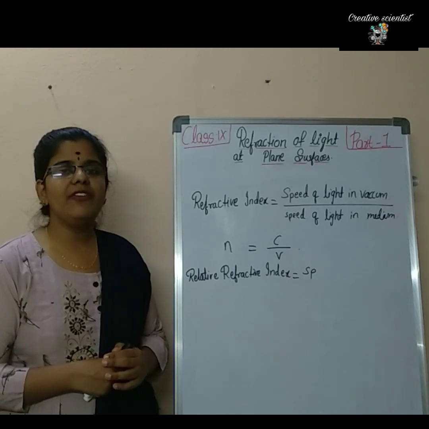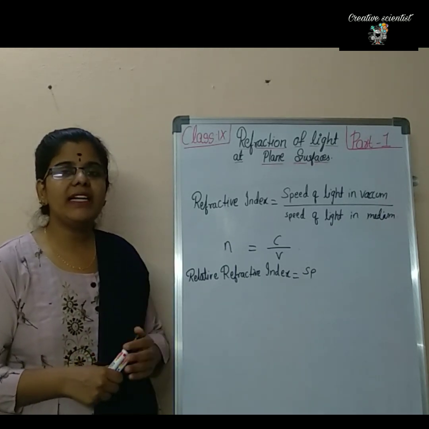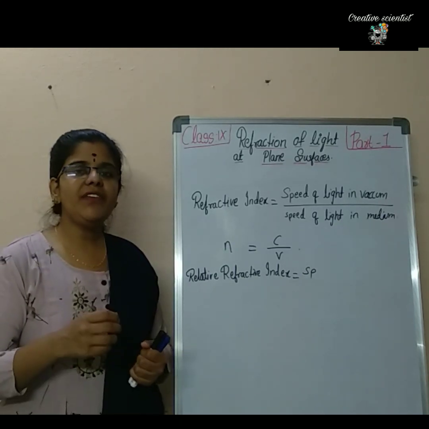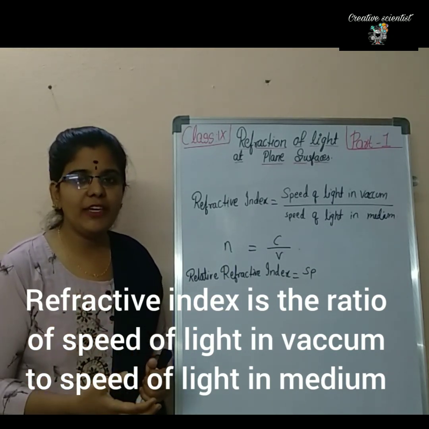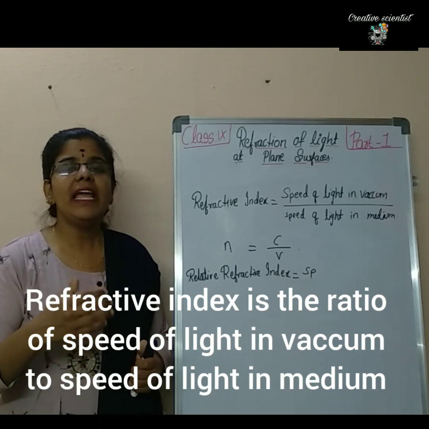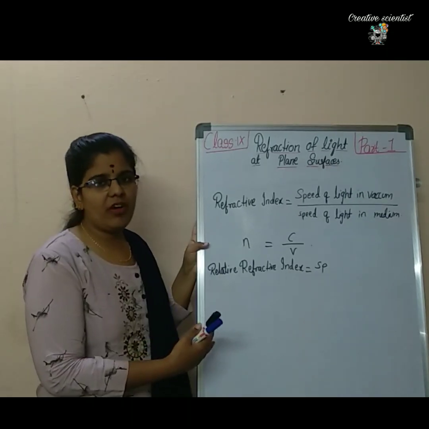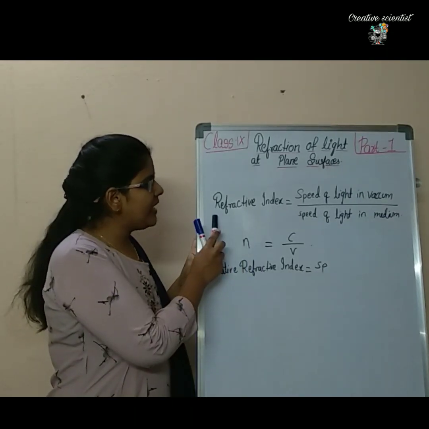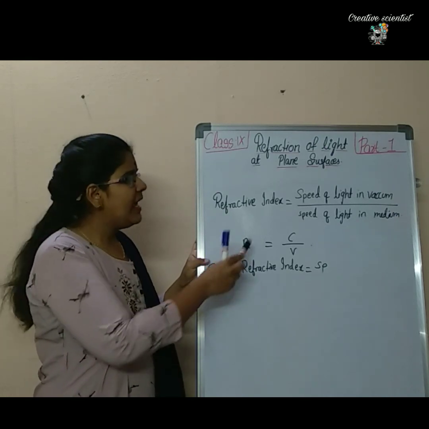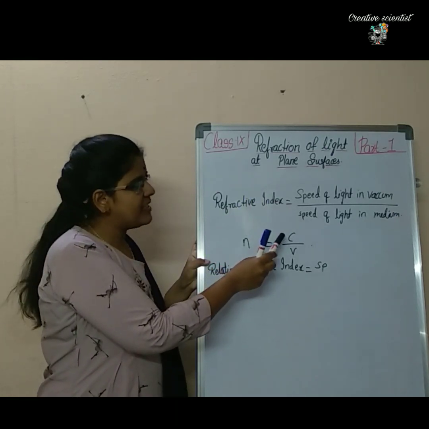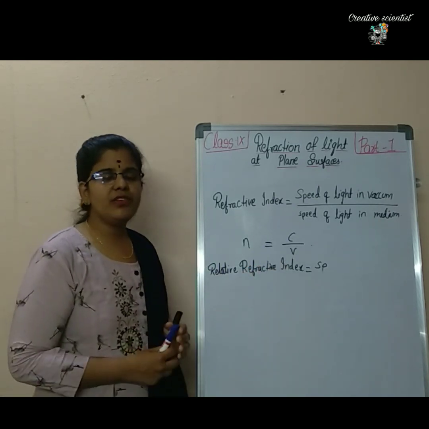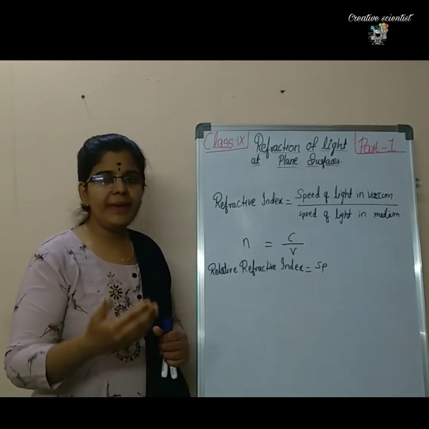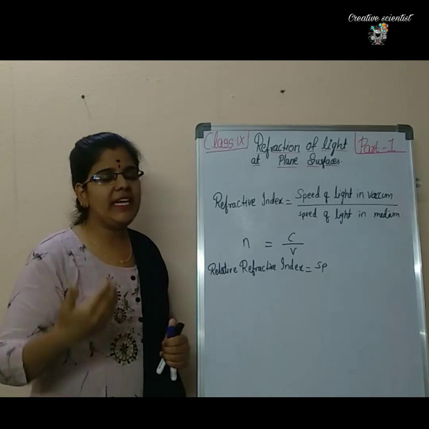So how much is the speed of the light changing? To know that, we consider the refractive index. Refractive index is nothing but the ratio of the speed of light in vacuum to the speed of light in any medium. Here the refractive index is represented with N, the speed of light in vacuum with C, and the speed of light in the medium is V. This is when you are comparing vacuum to any medium.